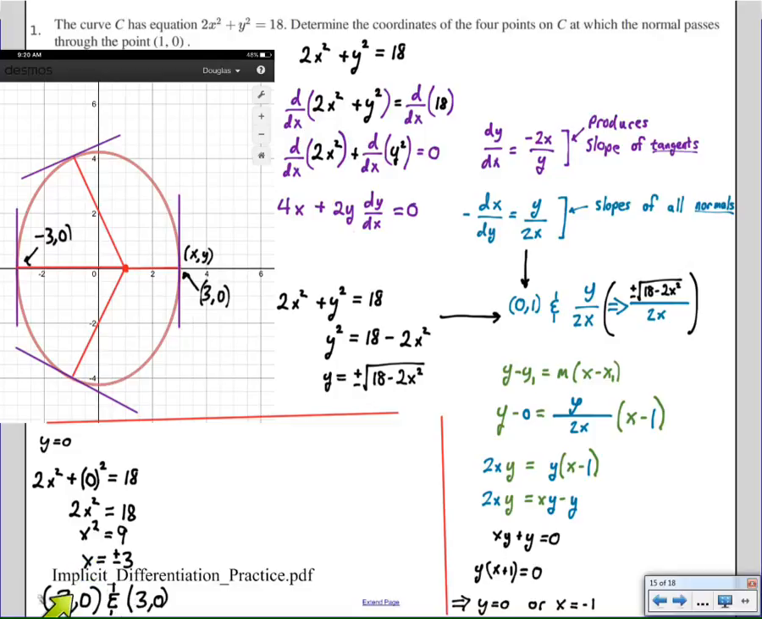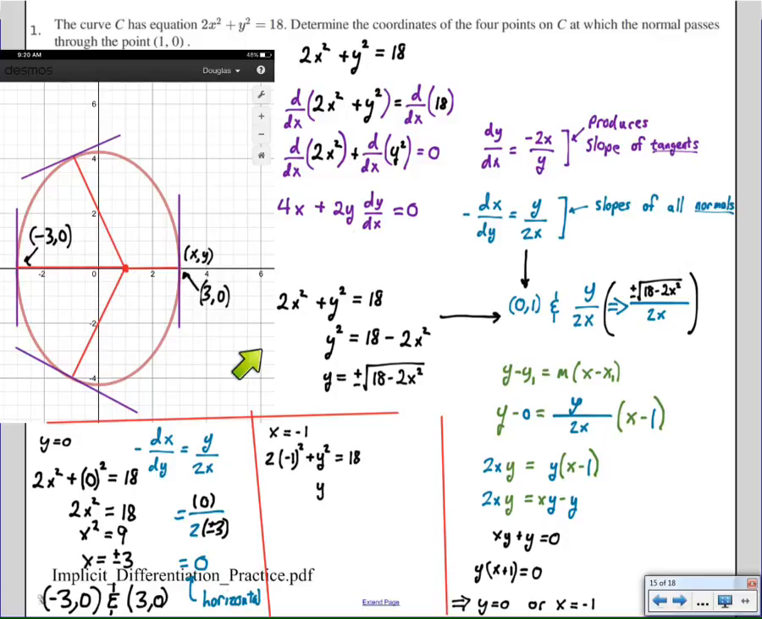No surprises. But just to verify, it's producing normals whose slopes are going to be 0, and we had the derivative of the normal. We substitute 0 in for y and plus or minus 3 in for x, and we get 0, so both are horizontal normal lines. The other true factor is that x equals negative 1. We substitute that in for x, which gives us 2 plus y squared equals 18, y squared equals 16, y equals plus or minus 4. No surprise, we already saw that coming on the graph.